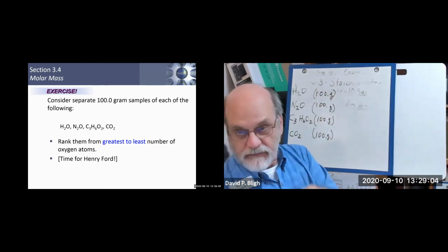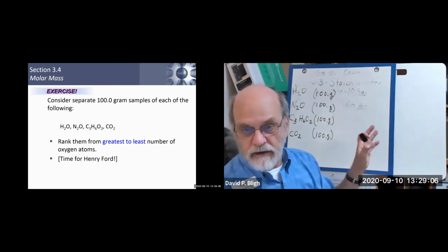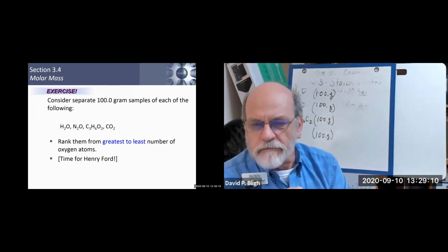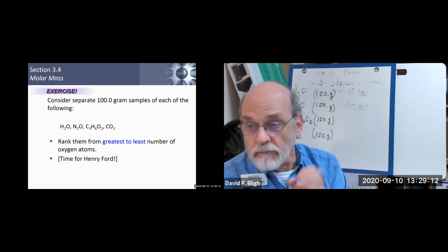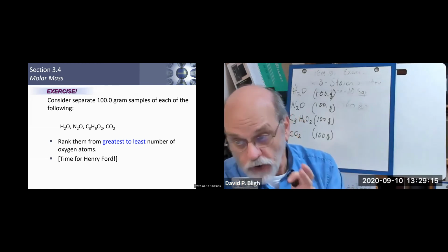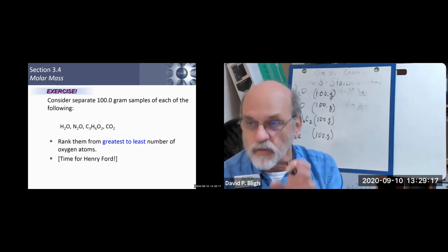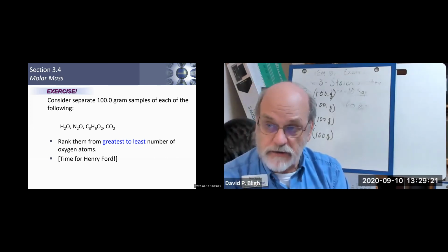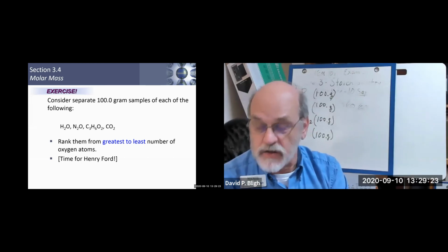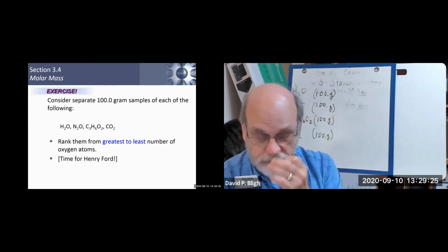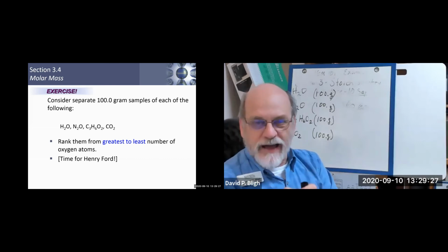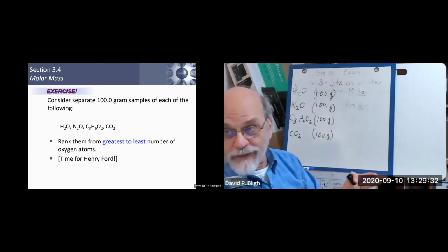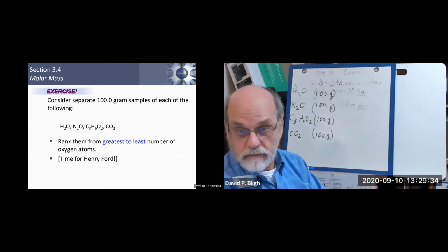Okay, building our assembly line. What do we need to know? Well, we need to know the number of moles of each compound first, and then the ratio of atoms of oxygen per molecule. So how do we find the number of moles of each? We use the molar mass of each one, right?